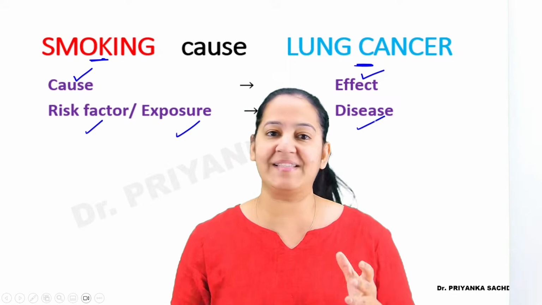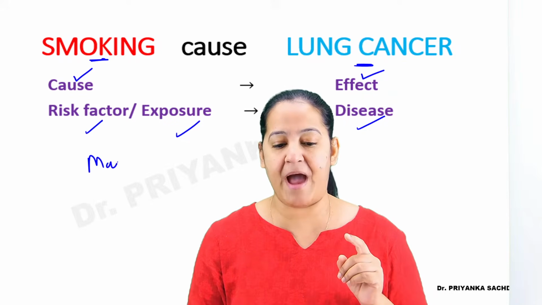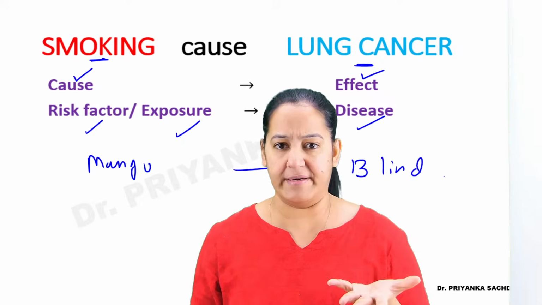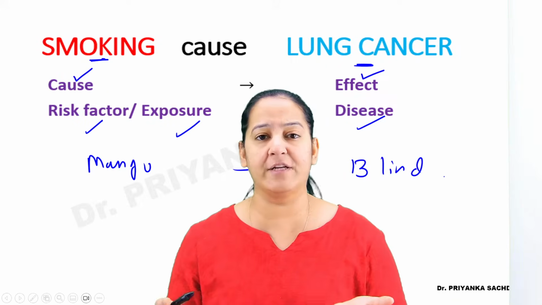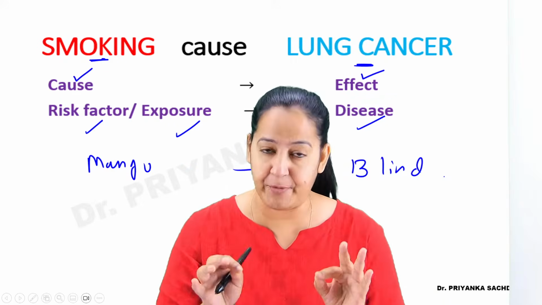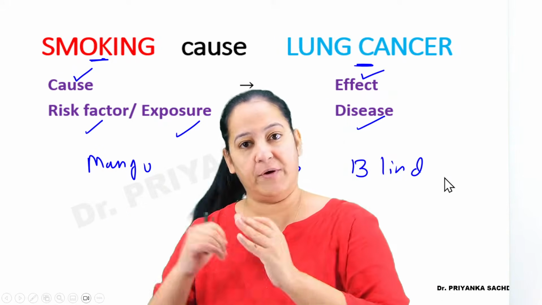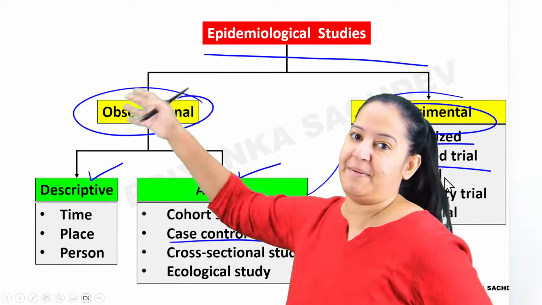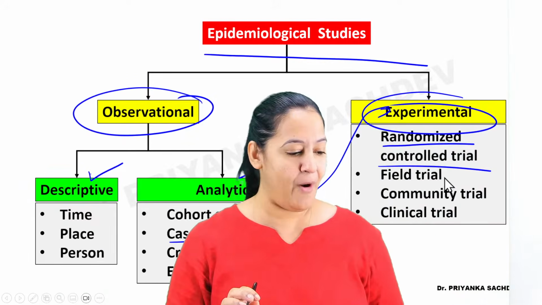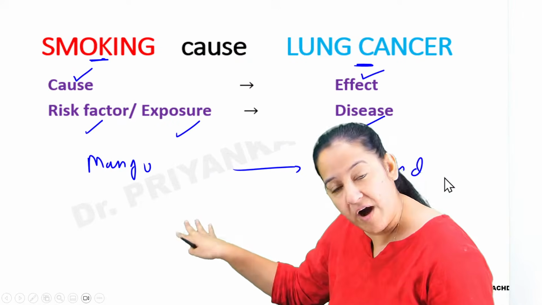But if I say any cause leads to any disease, you will not believe me. For example, if I say eating mangoes leads to blindness, will you believe me? You say, ma'am, I have not heard it and it is not proven yet. So can you please prove it? If I want to prove any hypothesis, where a particular cause or risk factor leads to a particular effect or disease, we have to conduct the epidemiological studies. So this is the purpose of the epidemiological studies. You got my point? We are conducting the epidemiological studies to prove a hypothesis.